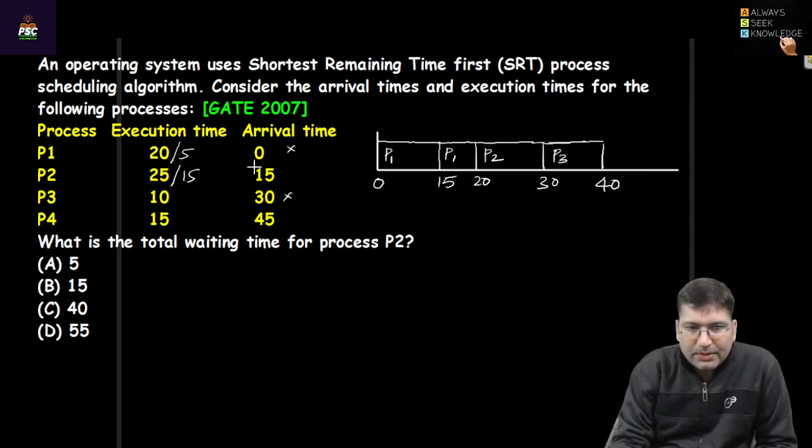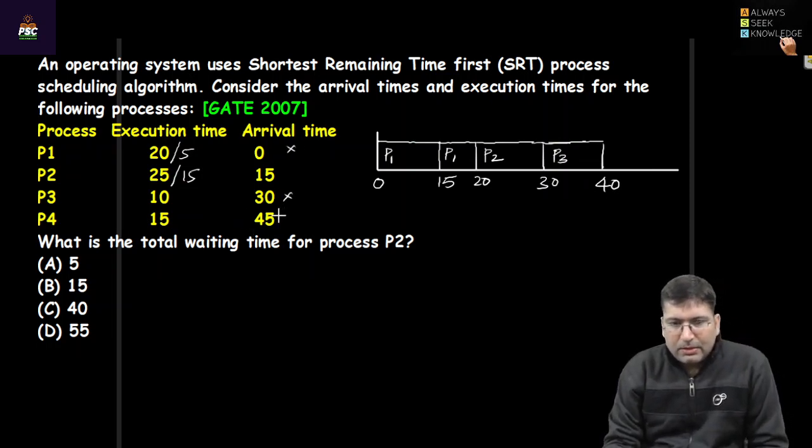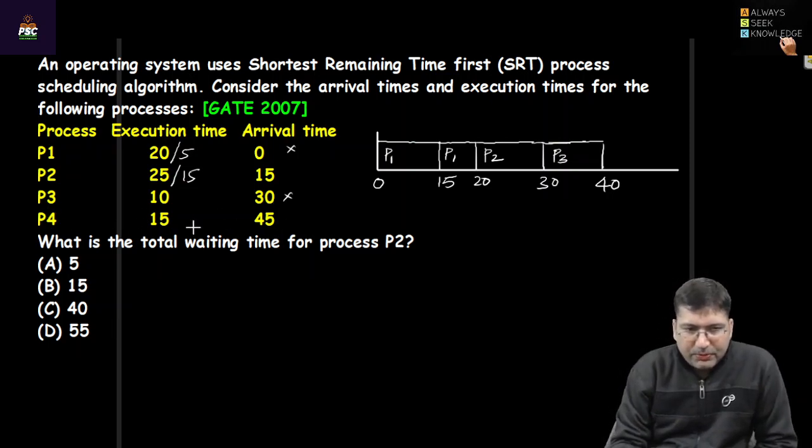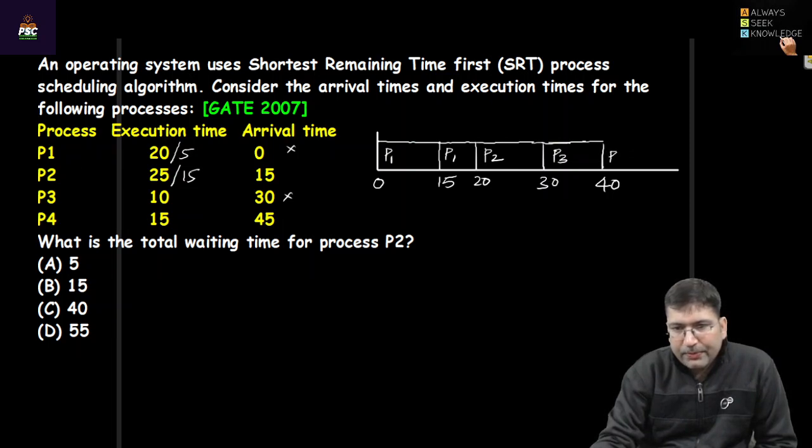P1 we have already finished, right? So P3 has been finished, but P4 doesn't arrive. That means P2 will be scheduled again. And P2 was requesting 15 cycles, so it will execute for 5 more cycles till 45.